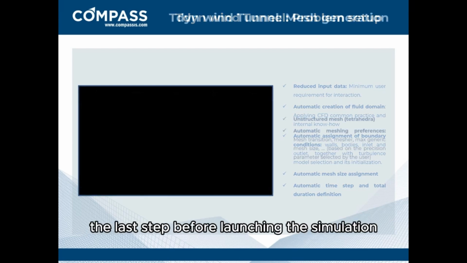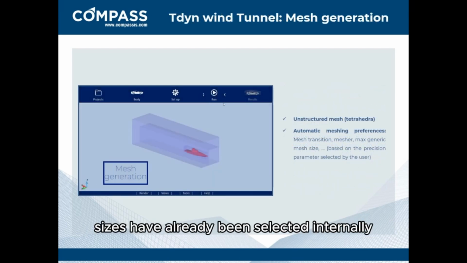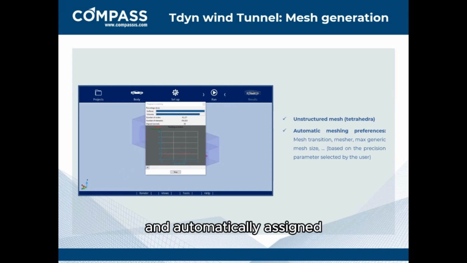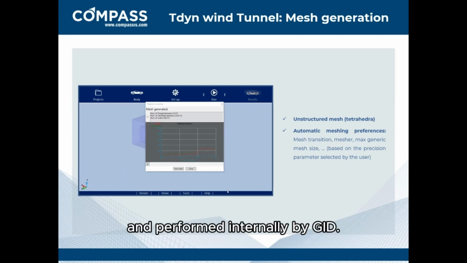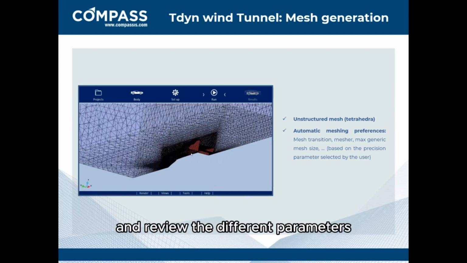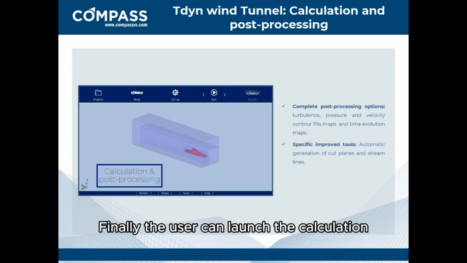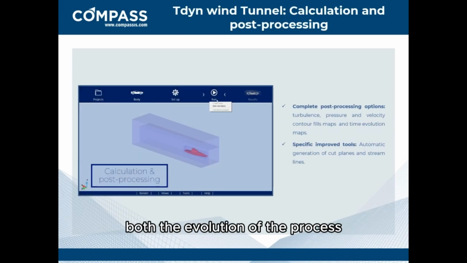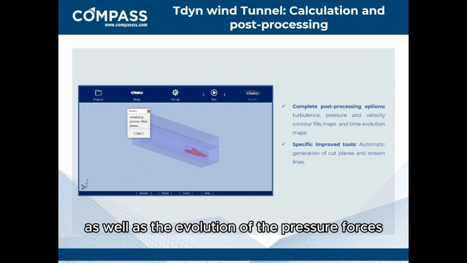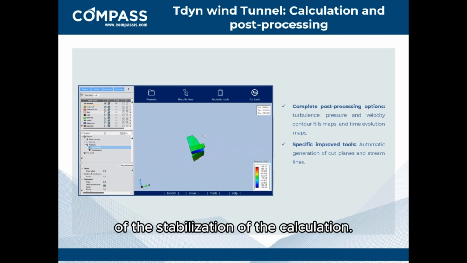The last step before launching the simulation is to generate the mesh. Since the mesh sizes have already been selected internally and automatically assigned in the previous step, the mesh generation process is immediate and performed internally by GiD. After generating the mesh, it is possible to both view it and review the different parameters that give a reference to its quality. Finally, the user can launch the calculation, being able to visualize both the evolution of the process and its convergence, as well as the evolution of the pressure forces integrated on the body. This evolution of pressures will give a very good idea of the stabilization of the calculation.